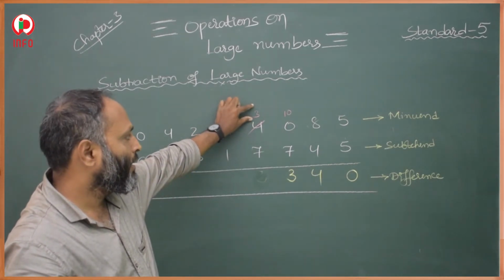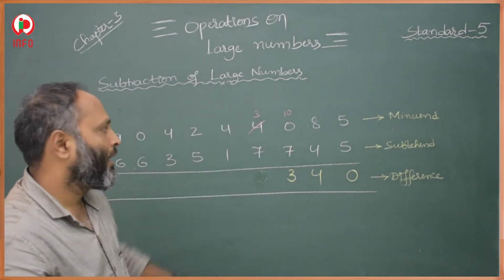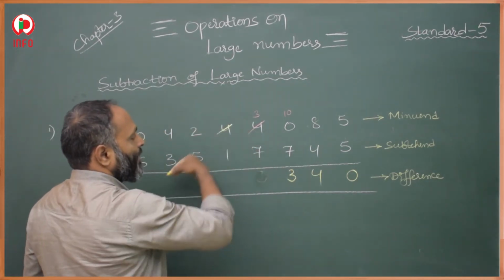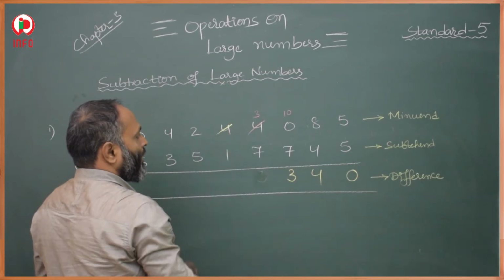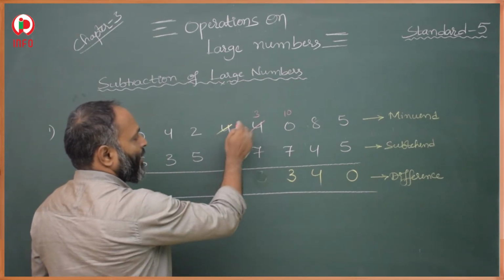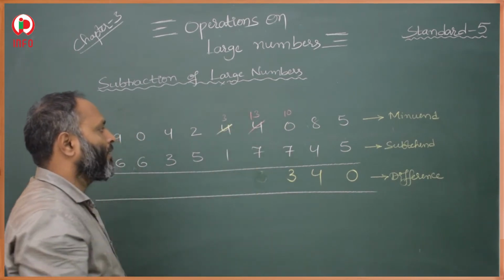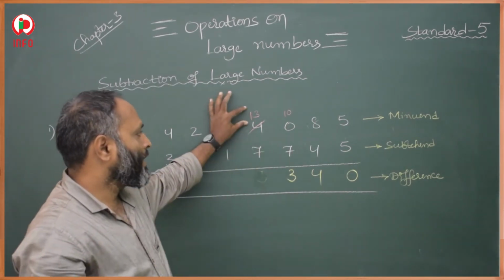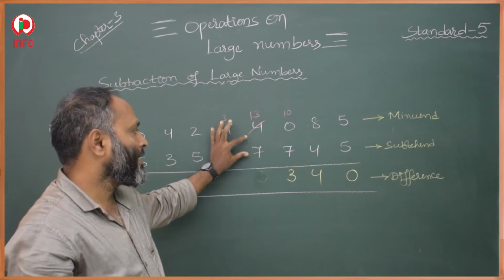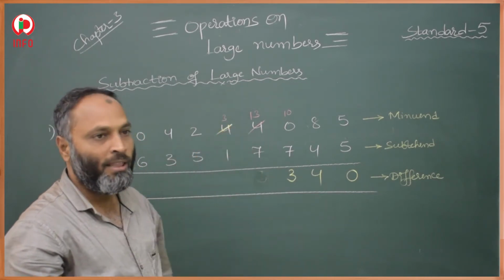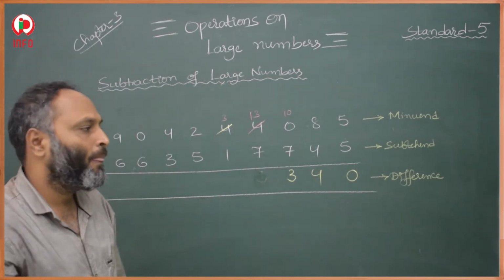This is the minuend, this is the subtrahend. The minuend is smaller, so again we have to take a borrow from the next number, the left-side digit. If you take a borrow from here, 3 will become 13. Now the minuend is 13 and the subtrahend is 7. Now the minuend is bigger. Then 13 minus 7 is 6.